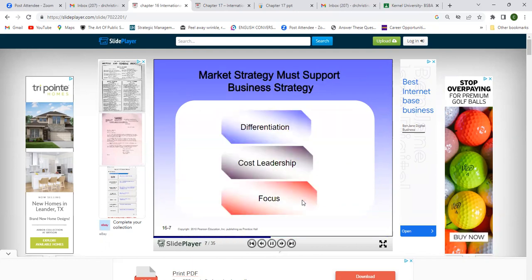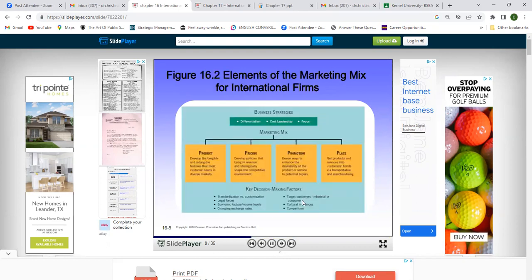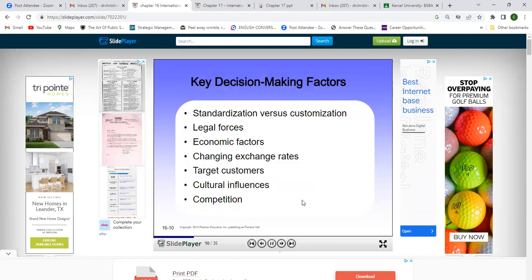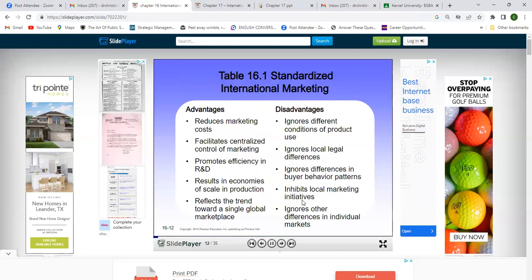Operations management, accounting, finance, and human resource management are all part of it. Then you have differentiation, cost leadership, and focus. How to develop the firm's products, how to sell these products. Then we have business strategies: differentiation, cost leadership, and focus. Product, pricing, etc. Key decision factors: standardization versus customization. Legal forces, economic factors, changing exchange rates, target customers, cultural influences. Standardization versus customization: ethnocentric, polycentric, and geocentric approaches.